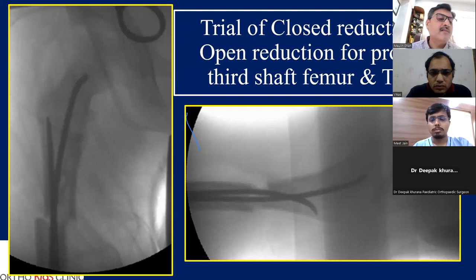So this is how we could pass. We got closed reduction for the hip, but the shaft femur, which we thought would reduce in a closed manner, turned out to be a more difficult challenge.